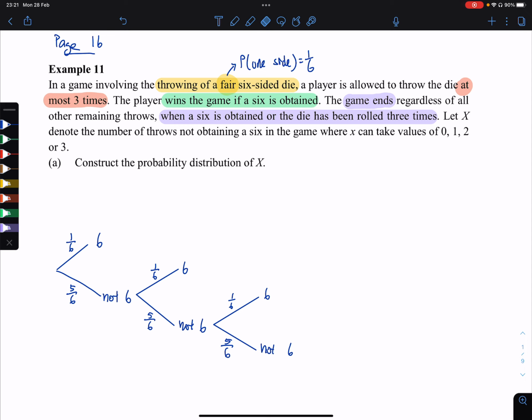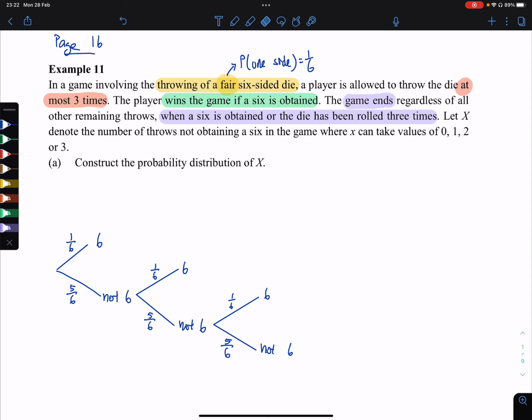Right? If a 6 is obtained at any of the throws, the game ends, and so the tree doesn't continue on. But if it's not a 6, the tree will continue on to the next level, where the second throw will be done. And if it's still not a 6 at the second throw, it will go on to the third throw. But regardless of the result of the third throw, the game will end. Hence, it could either end at the first throw, end at the second throw, or end at the third throw. Now let's read further on.